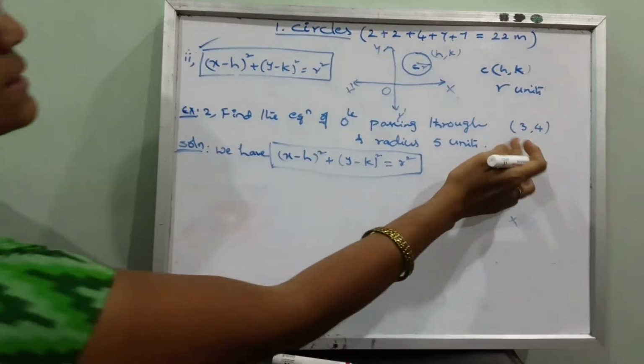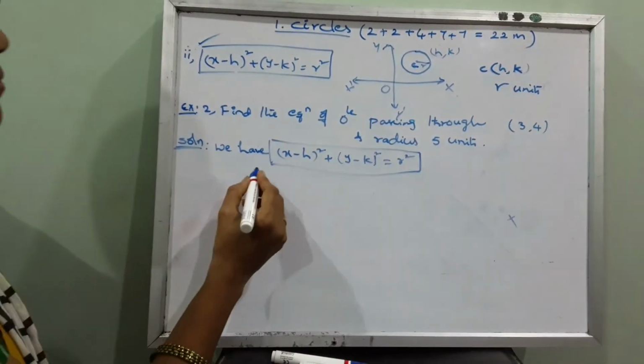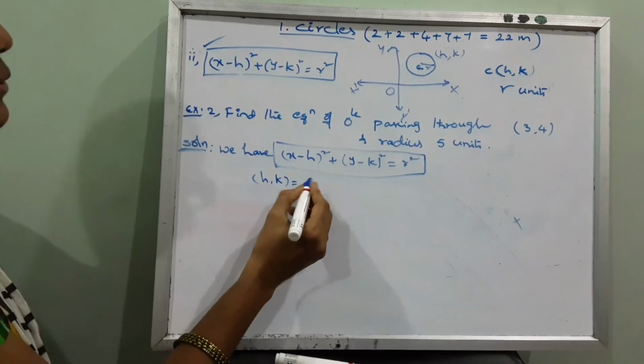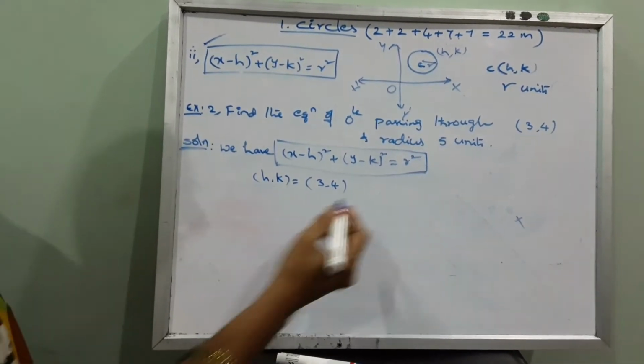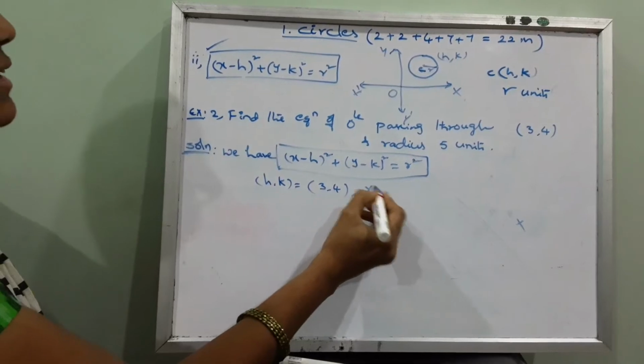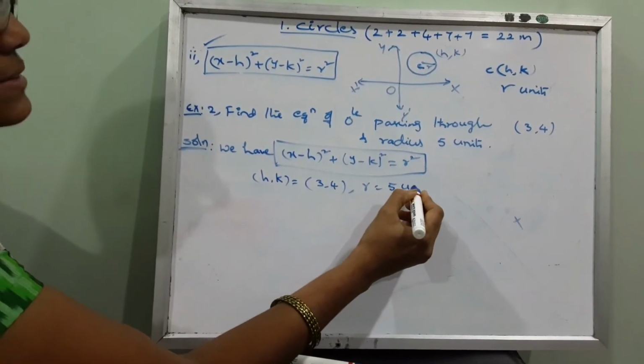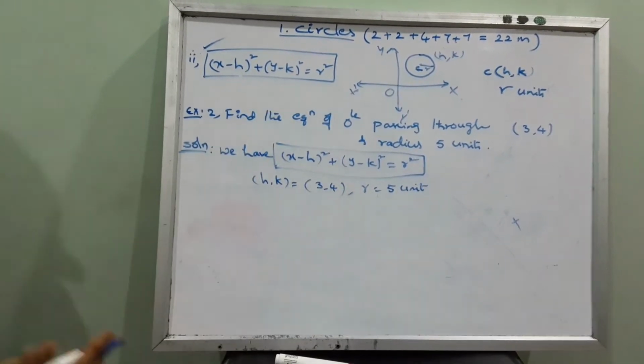What are the h, k values here? h comma k is given. Here h comma k is equal to 3, 4, the point given in the question, and the radius is also given. Radius is 5 units. Just substitute in this.